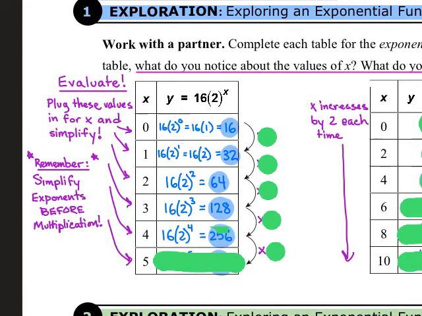When x is 4, 2 to the 4th power is 16. Remember, that's not 2 times 2. It's 2 times 2 times 2 times 2, 4 2's being multiplied together. All right, so that's where we get 16. 16 times the 16 out front is 256.